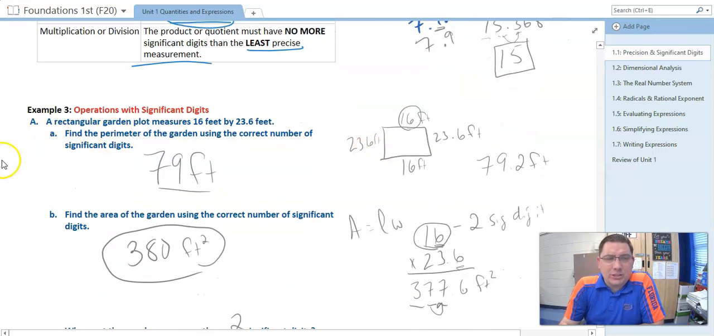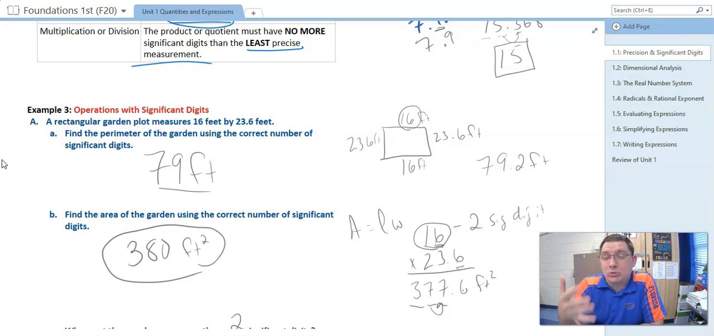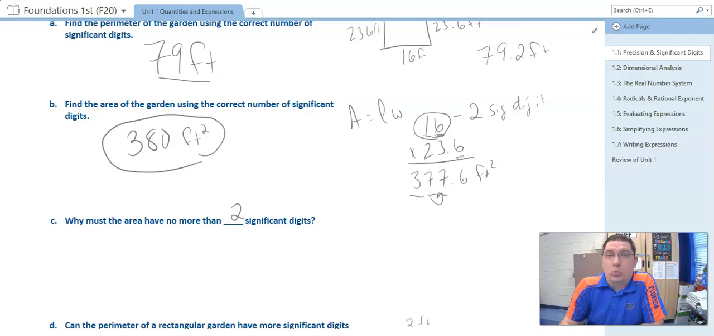And then we looked at some operations dealing with perimeter. Remember, perimeter is adding up all the sides of that figure. And remember, area is length times width for a rectangle. And so that's what we're looking at there in section 1.1.